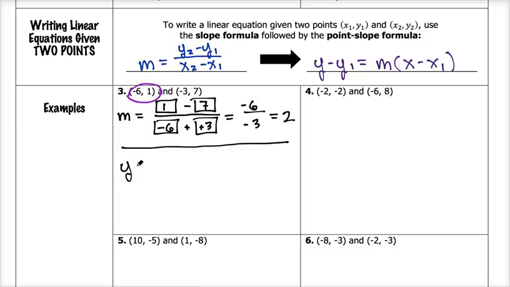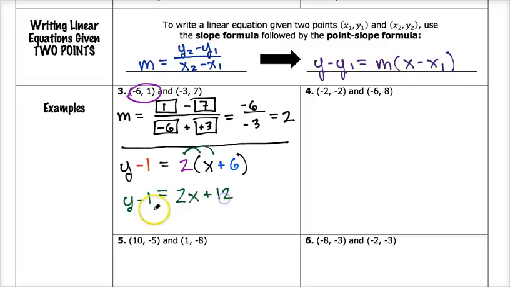And so the point-slope form would be y minus 1 equals 2 times the quantity x plus 6. And then to put this in slope-intercept form, we get y minus 1 equals 2x plus 12. If we add 1 to both sides, we get y equals 2x plus 13.